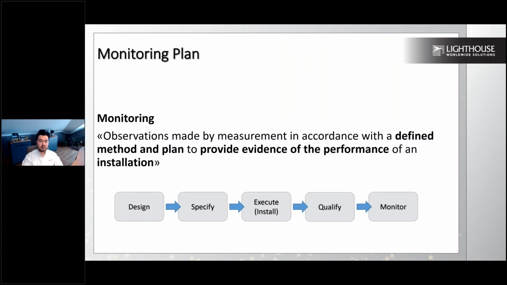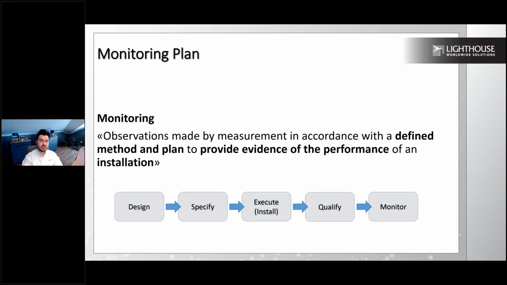First, monitoring according to ISO 14644-2: observations made by measurements in accordance with a defined method and plan to provide evidence of the performance of an installation, or the overall system performance that we can mention.